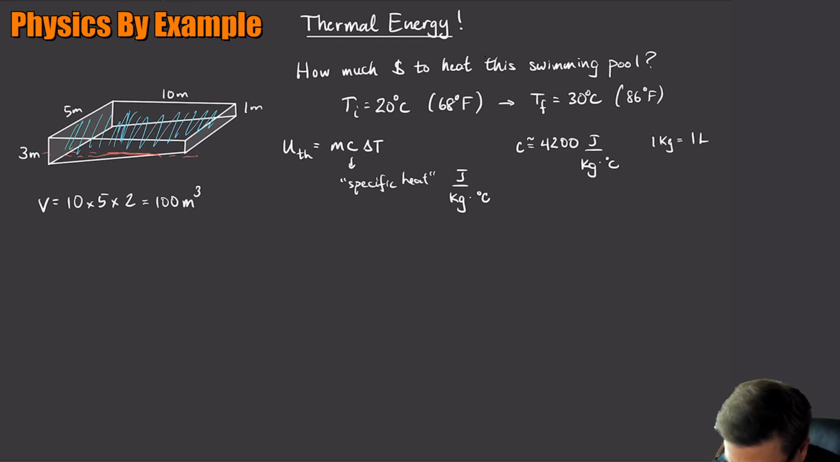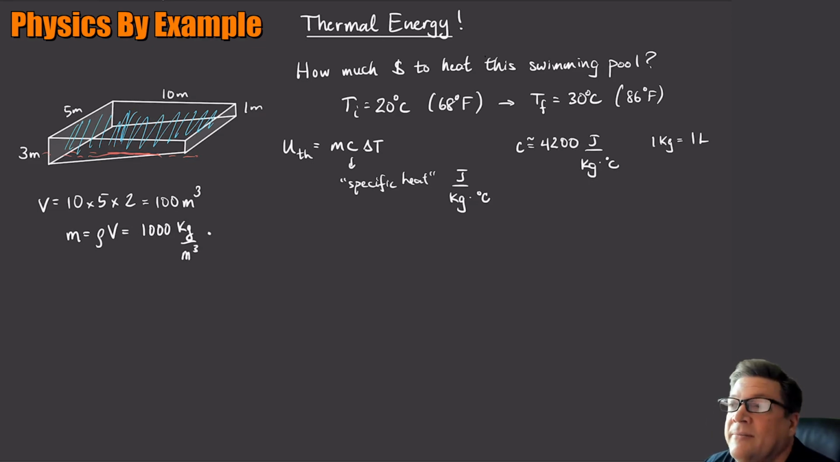And so to get the mass of the water is just going to be the density of water times the volume. That's how that works. The density of water, what's that? Again, the metric system comes to the rescue. The density of water is 1,000 kilograms for every cubic meter. It's easy. And then I just multiply by my volume, which is 100. So the mass of the water that I'm trying to heat is going to be 100,000, 10 to the 5th kilograms of water.